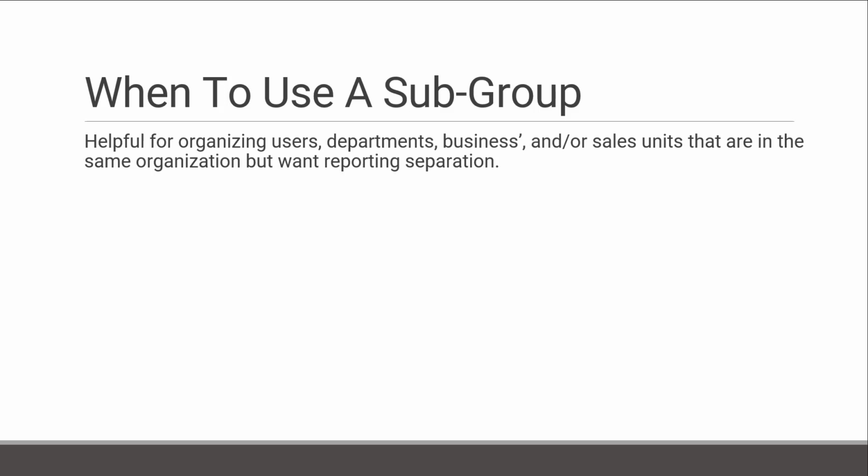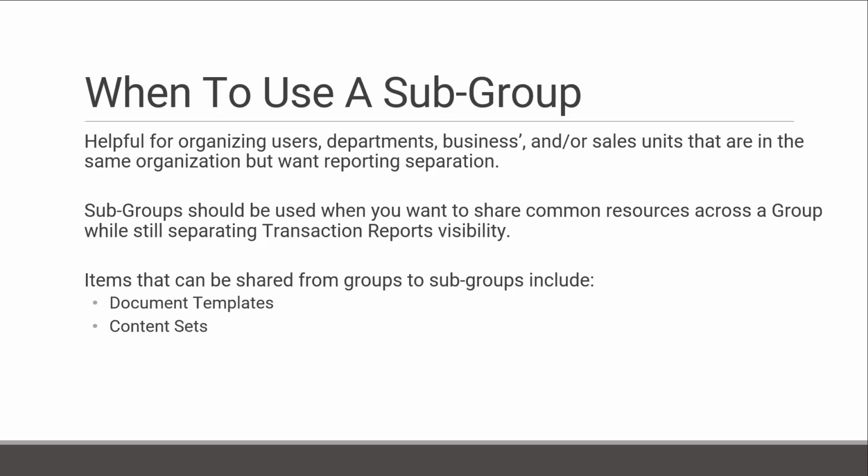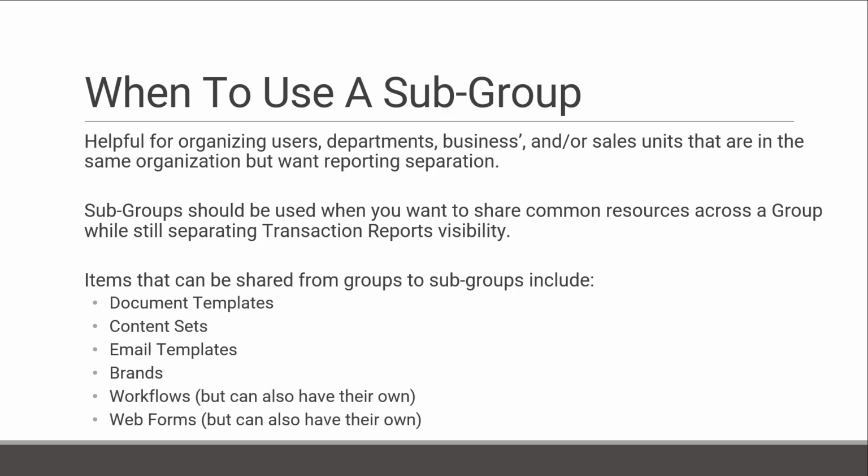Subgroups are helpful for organizing users, departments, businesses, and/or sales units that are in the same organization but want reporting separation. Subgroups should be used when you want to share common resources across a group while still separating transaction report visibility. Items that can be shared from groups to subgroups include document templates, content sets, email templates, brands, workflows, and web forms. It is worth noting that subgroups can create their own workflows and web forms, but all other items need to be created by the parent group as they will not have access to them.